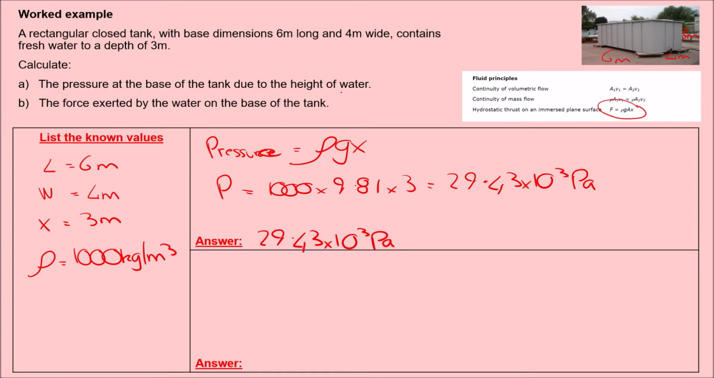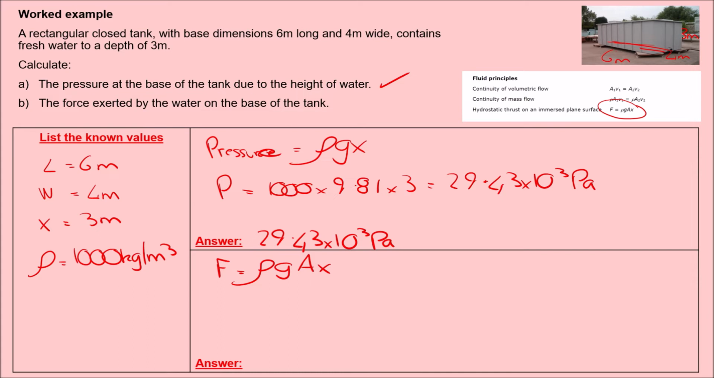Right, next bit. First bit in the bag. Next bit, force exerted by the water on the base. So the base of this tank here, quite a big force is going to be applied to it because we've got a lot of water above it, but our formula for that one is going to be force is equal to rho g a x. Now slightly trickier in that we've got this area to think about.